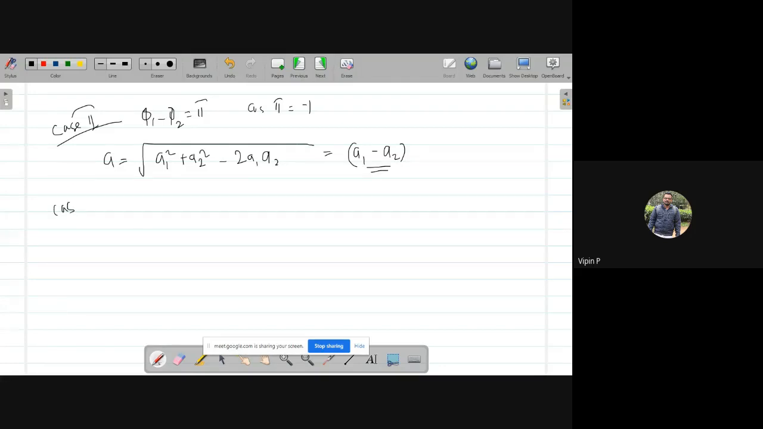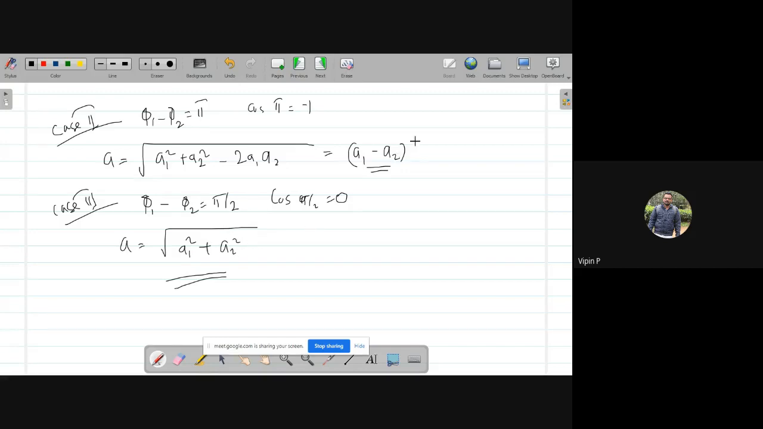Now let's take another case where phi1 minus phi2 is equal to pi by 2. Then cos(pi by 2) is equal to 0. Then we have A equal to the square root of A1 square plus A2 square. I don't think we can simplify this any further. So these are the three special cases that we would look at.